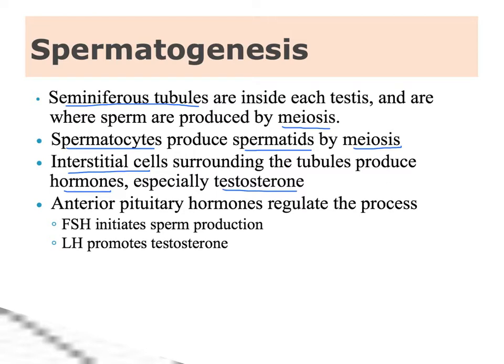The process is regulated by 2 anterior pituitary hormones that we mentioned earlier. FSH, which was discovered and named for women as follicle-stimulating hormone, but it actually also initiates sperm production in men, even though there are no follicles to be found in men. And luteinizing hormone, again, is named after the female process, but it's promoting the production of testosterone by these interstitial cells.